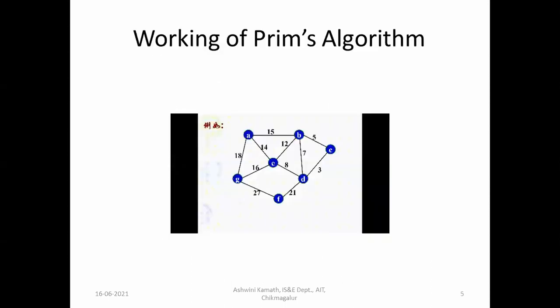So consider this GIF, or this example. It will show you the working of Prim's algorithm. First, initially, we have to select any one vertex as the source vertex. For example, here we have taken A as the source vertex. From A, we have 3 edges connected to other vertices, that is A to G, A to E, and A to B, right? 18, 14, and 15. Among these 3, it will select the one which has the minimum cost edge. So it is A to E.